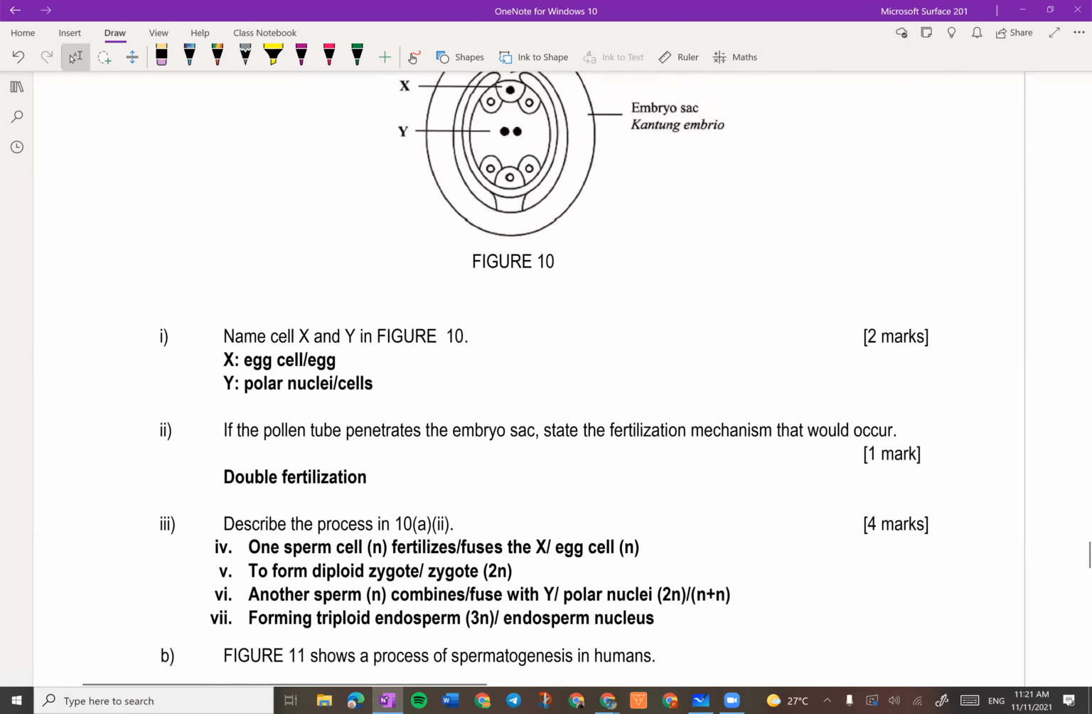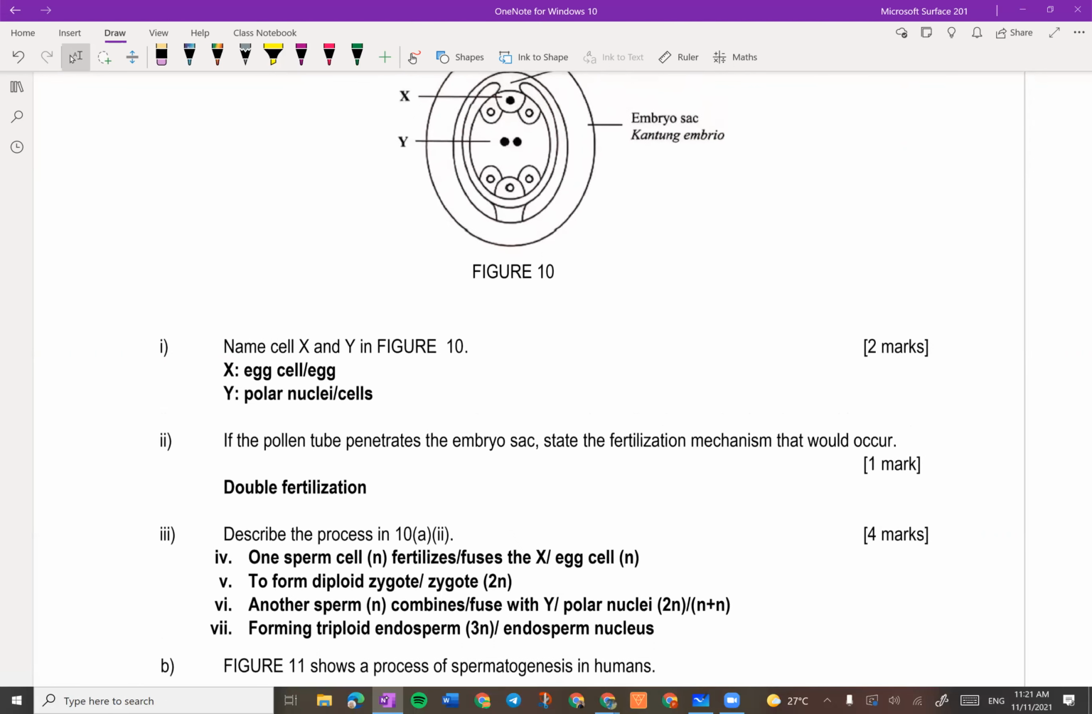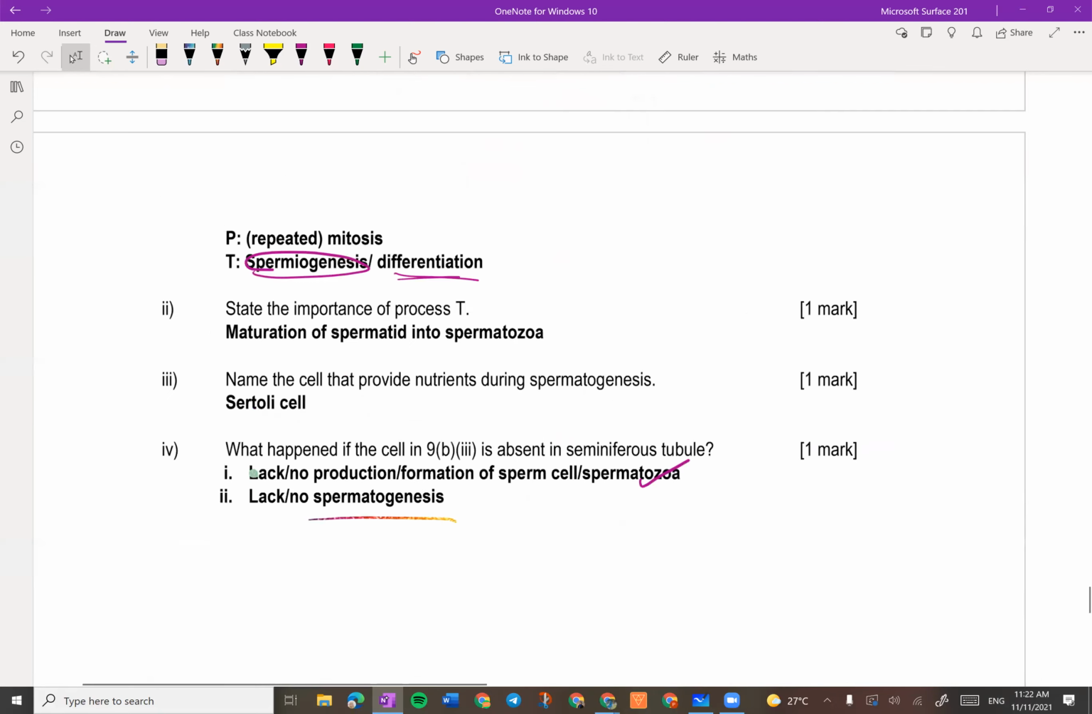Macam ni lah, awak tahu tadi kan macam mana kan. Satu dengan the egg, satu lagi dengan polar nuclei. So dengan polar nuclei akan jadi the endosperm, manakala yang dengan egg akan jadi the zygote. Right? So this one probably memang tak adalah essay macam ni, tapi if you know maksudnya you're good at this already. Okay? Okay, soalan lain jap.